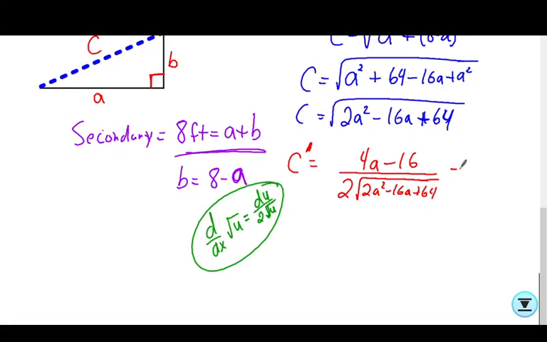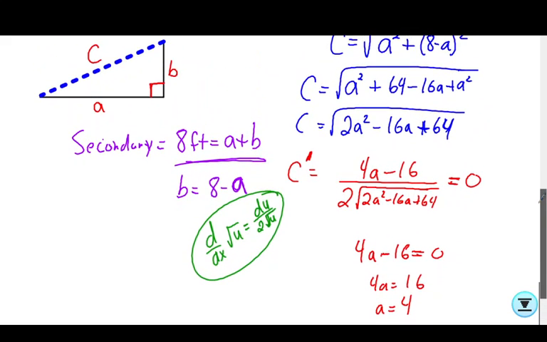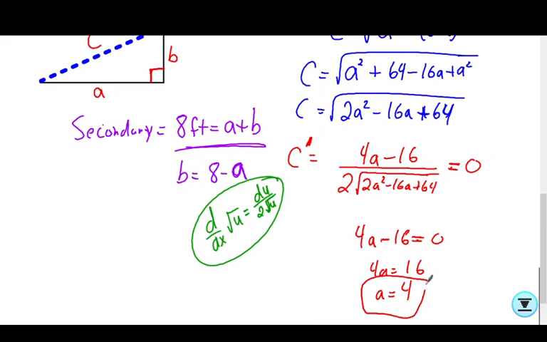Now, we set it equal to 0. The zeros are going to come from my numerator, so all I have to worry about is setting 4a minus 16 equal to 0, which means 4a equals 16, which means a equals 4. So my a distance is 4, that's part of my length. Now I need to find b. I'm going to use this: b equals 8 minus 4, so b equals 4 as well.